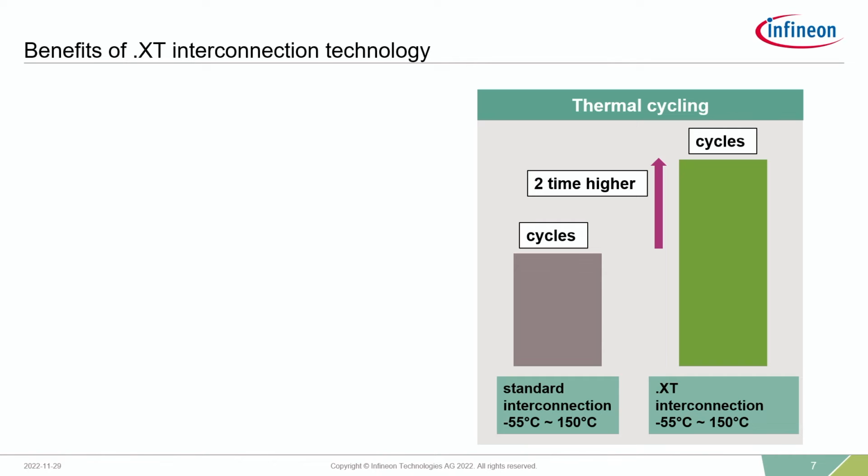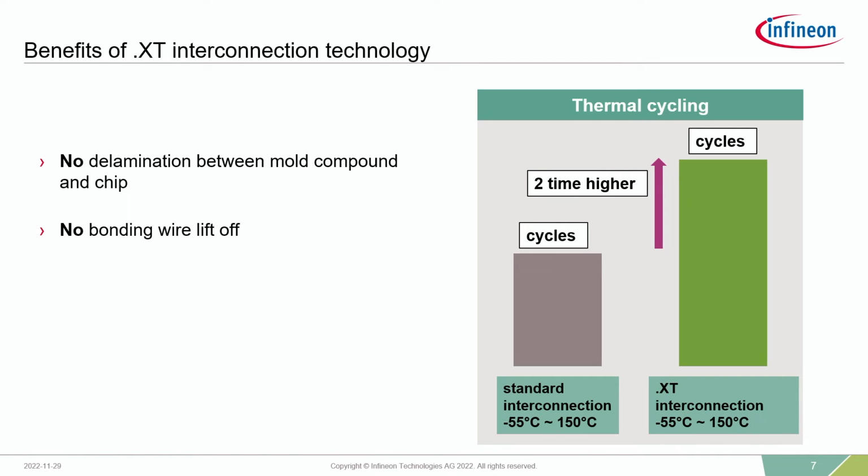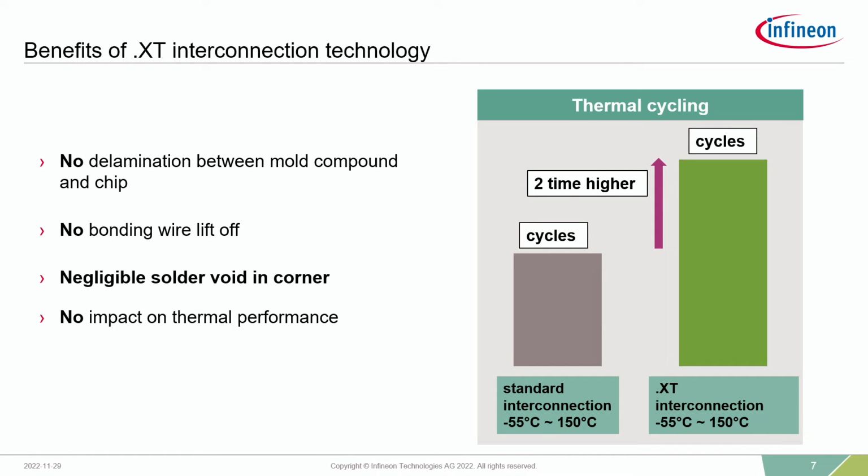What is the benefit of this? That means no delamination between the mold compound and chips, no bonding wire liftoff during this thermal cycling, negligible solder voids in corners, and also no impact on the thermal performance. So with the .XT technology, by increasing the thermal cycling, we see much benefit compared to the standard interconnection technique.